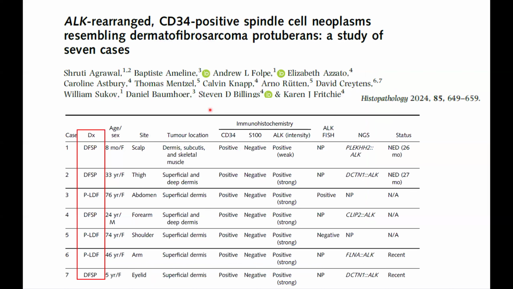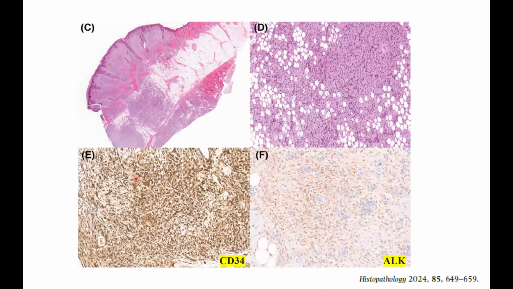When DFSP isn't really DFSP. There are tumors that resemble DFSP and stain for CD34 diffusely, but do not harbor the classic fusion of DFSP. As a matter of fact, some of them show ALK rearrangement, although the original diagnosis was DFSP or plaque-like CD34-positive dermal fibroma. There are some examples we can show here.